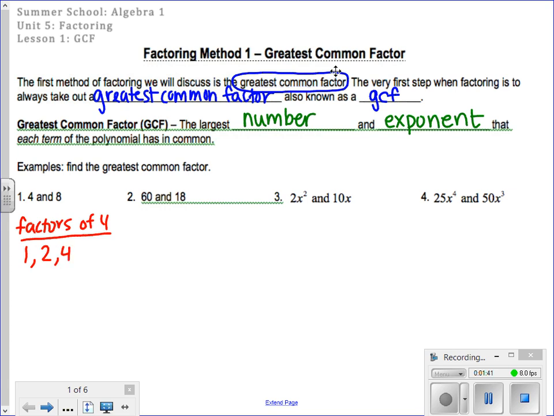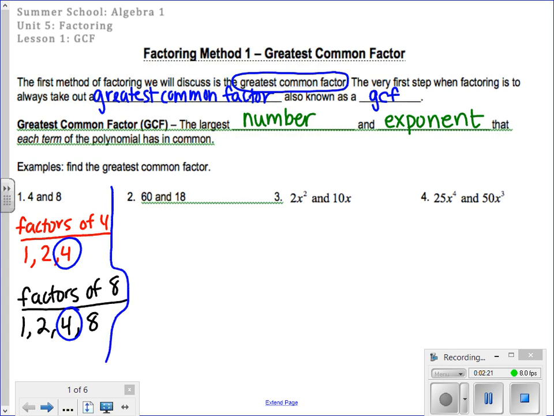That's a factor. Now let's find all the factors of 8. Well, it seems that 1 definitely multiplies into 8. So does 2. 4 goes into 8. And 8 goes into 8. Now what a greatest common factor is, is that we look at that list of numbers and we find the largest one, the greatest one that they both have in common. Well, it looks like both lists have a 4. So 4 is the greatest common factor between 4 and 8. Yes, 1 and 2 are also common, but they're not the greatest common factor.